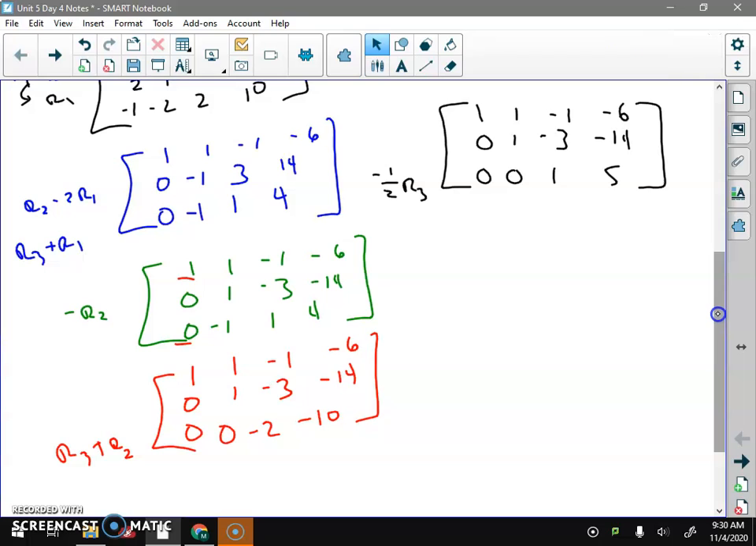Again, Mr. Ward, can we stop at REF? Well, if the directions say you can, then yes. If the directions say use Gauss-Jordan, then you can't. So we got 3 more numbers to get rid of.